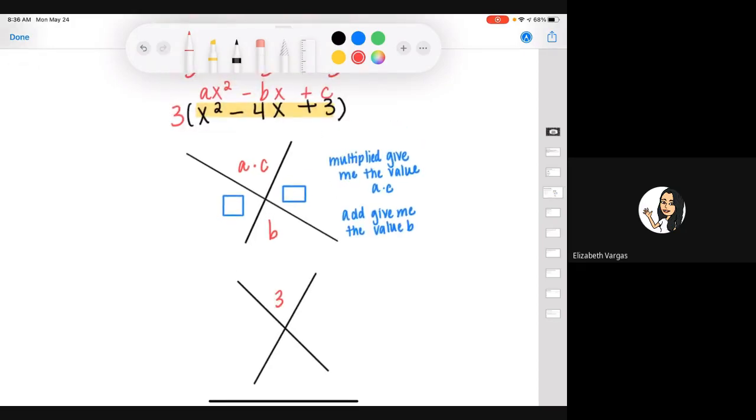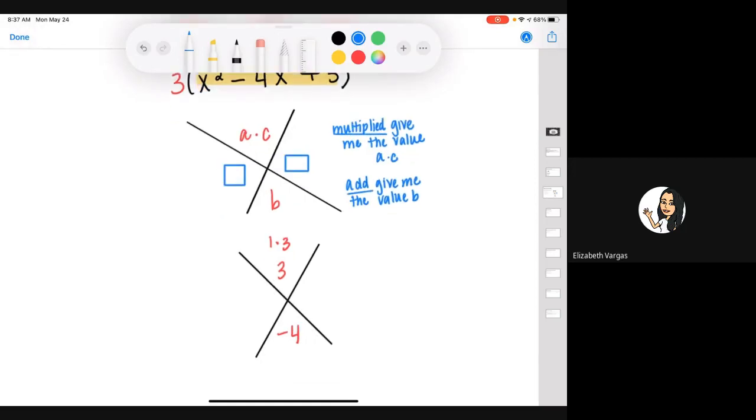Now I want to find my B. My B here is negative 4. Okay, so I've substituted those in. I've substituted in 3, which is 1 times 3, my A times my C, and then I've substituted my B, which is negative 4. Now I want to find factors that when multiplied together will give me A times C, and when added together will give me B. The answer is negative 1 and negative 3.